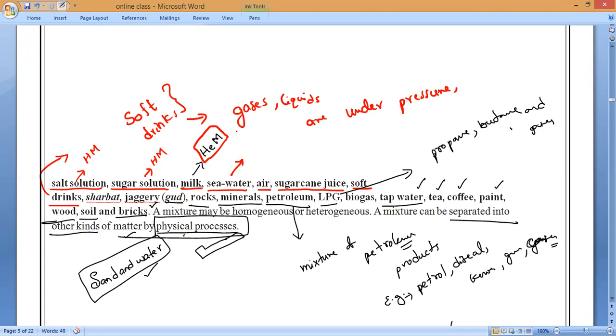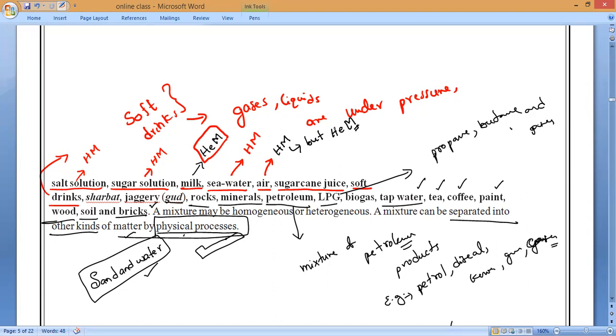Sea water, homogeneous or heterogeneous? If you drink water from Rameswaram beach and from another beach, is the taste everywhere the same or different? Sea water is homogeneous. Next, air. Air is a mixture of many gases. Homogeneous or heterogeneous? Heterogeneous. Actually homogeneous, but we will consider it a heterogeneous mixture. Why, guys?